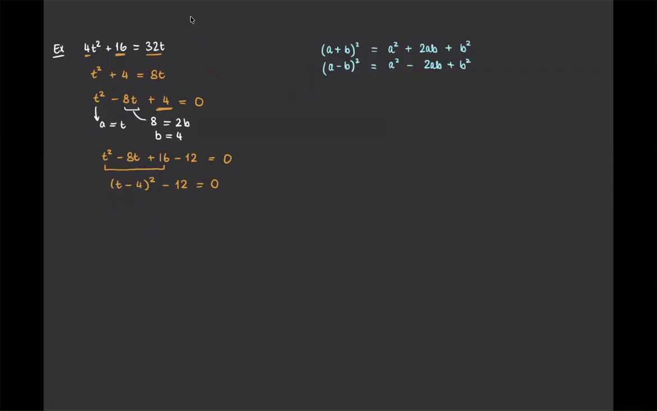Okay, and now I can solve for this by pulling the minus 12 over to the right-hand side so that I have t minus 4 all squared equals 12, which means t minus 4 equals plus or minus square root of 12. And so t must be 4 plus or minus square root of 12. Okay, and that's my answer.